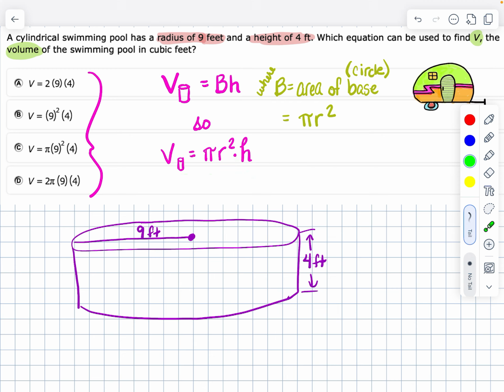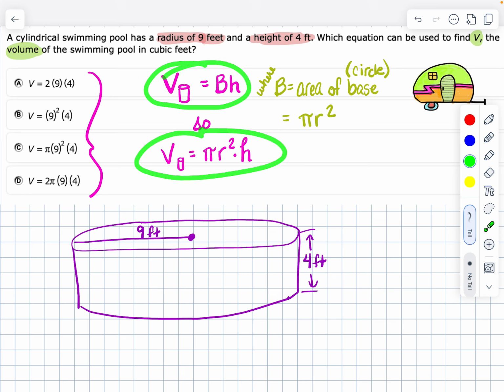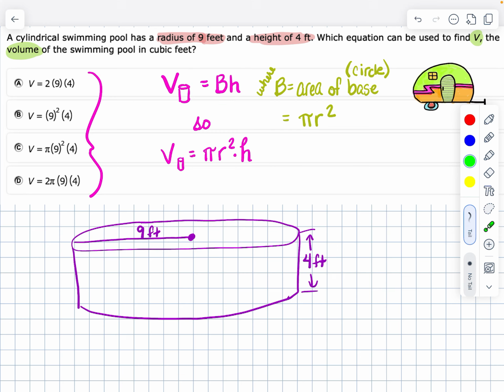You might see the formula like this or like this. They're the same thing for a cylinder. Just to note, they use capital B so it covers other objects. All right, so here we are. Now all we have to do is compare this to each of these.